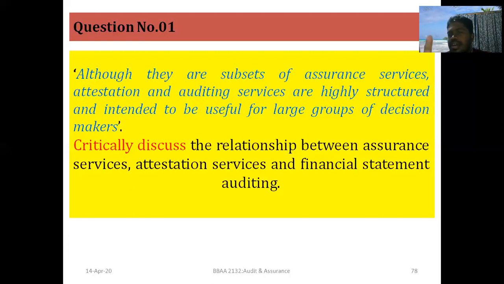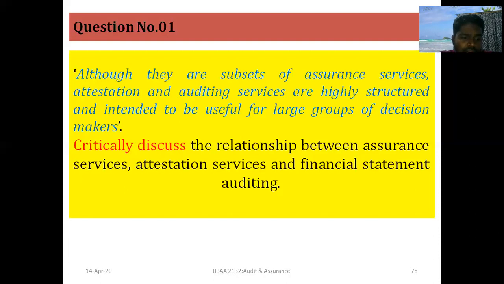The first point you can say: assurance services are independent professional services that improve the quality of information. Second point: individuals who are responsible for making decisions seek assurance services to help improve the reliability and relevance of the information. That's the purpose. Just 2 points is enough. Then you can explain the attestation service. When you say the attestation service, the first point you can write is that attestation service is part of the assurance services.